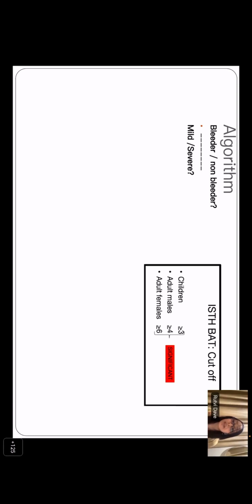So in order to make it more objective and to identify actual bleeders, we have this scoring system. A score of 3 or more only tells you that this patient is a bleeder. But how do you assess the severity of bleeding?